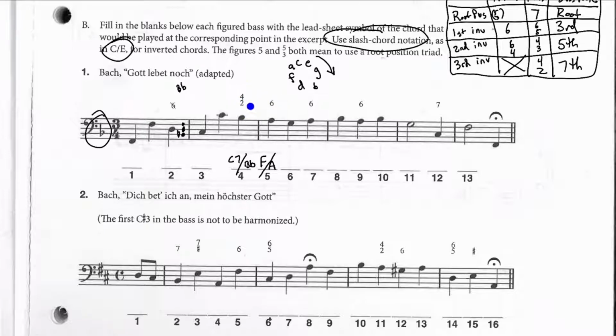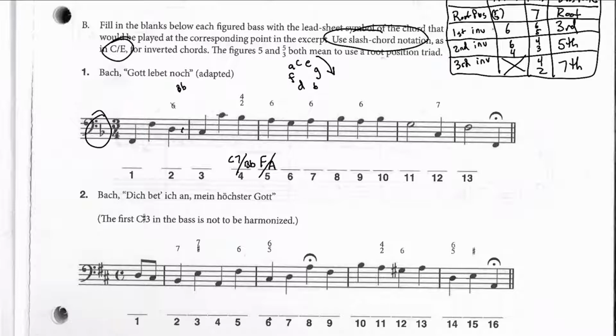Okay? These numbers mean intervals above the bass note. Say it. These numbers mean intervals above the bass note. This 6 that has a slash through it, it's talking about the interval of a sixth above the bass note. Now what that slash means is you are going to raise that interval a half step.